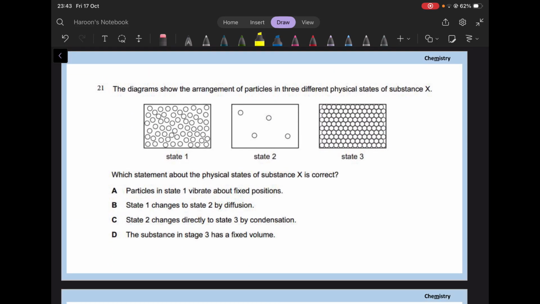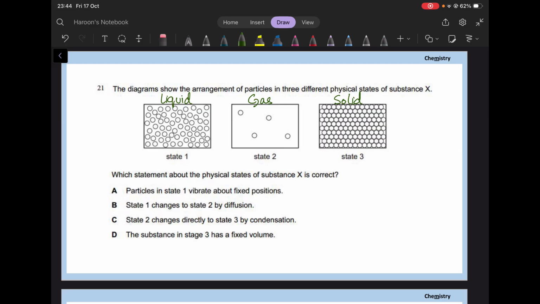The diagram shows the arrangement of particles in three different states of matter of substance X. Just by looking at these diagrams, state 2 particles are furthest apart, so this should be a gas. State 3, regular arrangement, particles very close to each other, should be a solid. And for state 1, this should be a liquid. Particles are quite close, but not as close as a solid, of course, and an irregular pattern as compared to solids. Solids have a very regular pattern. Which statement about physical states of substance X is correct?